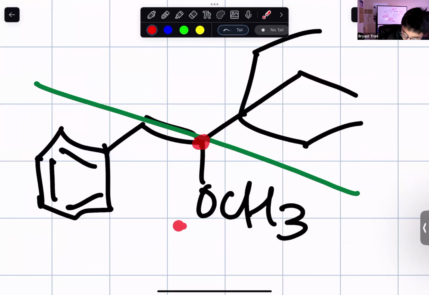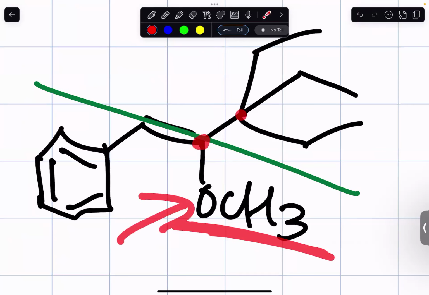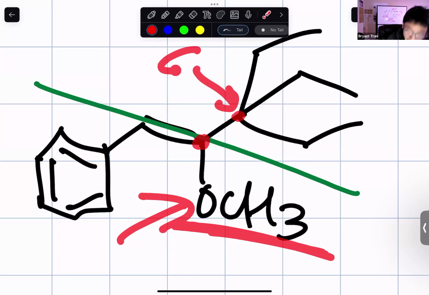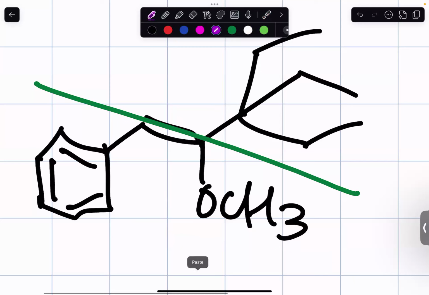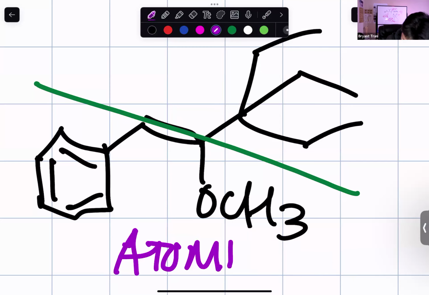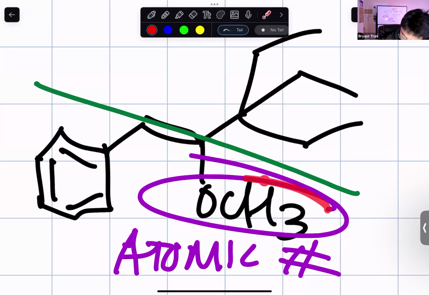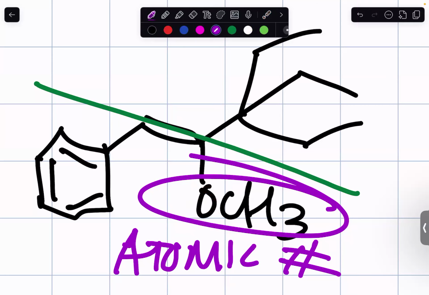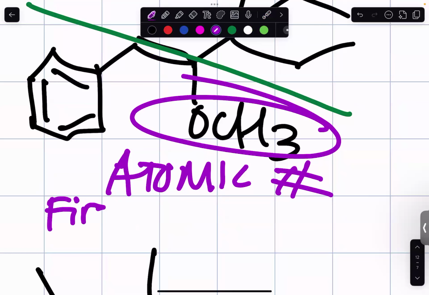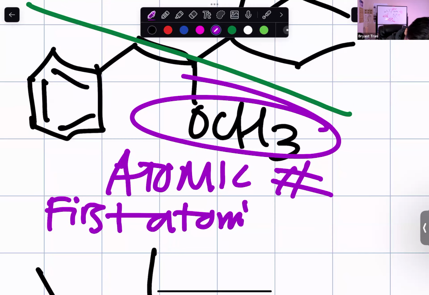So what's the very first atom attached to that carbon in this group here? Oxygen. What about this one? Just another carbon. Which one has the higher atomic number? That's the factor. Oxygen. Yes, atomic number is the important thing here. That's why this group is higher priority, even though it's smaller. Size doesn't matter. It's the first atom's atomic number.